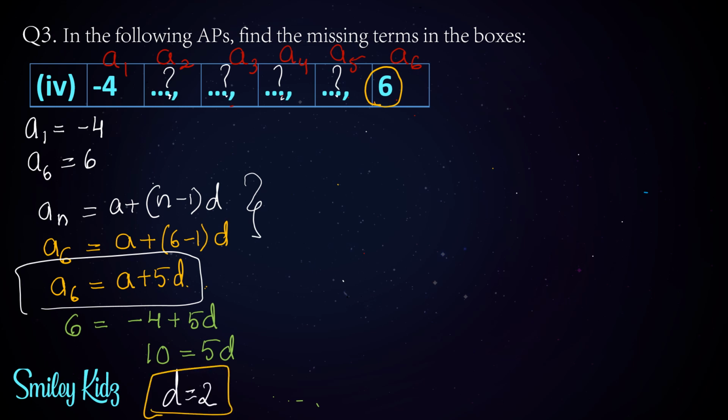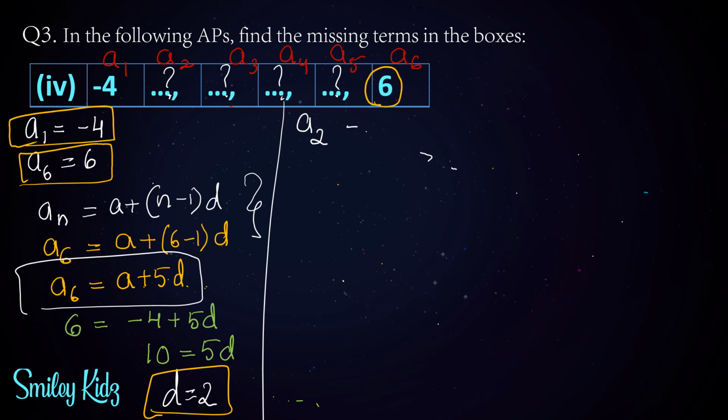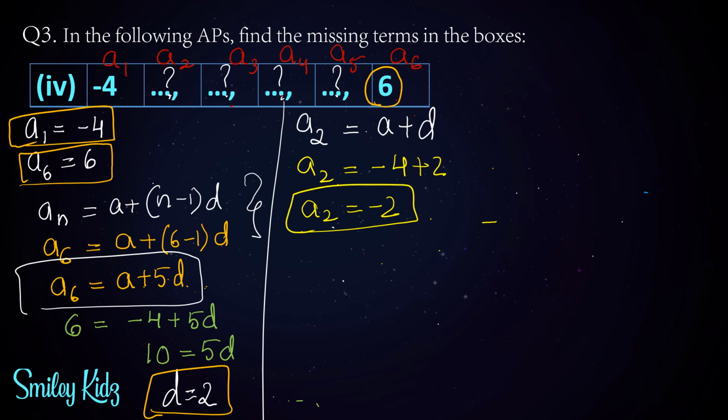So, we know the value of D. We know the value of the first term. We know the value of A6 as well. Now, when you know the value of the first term and the common difference, it's quite easier to find the terms. Now, we have A2. Now, you tell me what is A2 equal to? A2 will be A plus D or A plus 1 into D, which is nothing but A plus D, isn't it? Now, A2 is equal to minus 4 plus 2 and A2 turns out to be minus 2. Isn't it easier for us? Instead of using the formula again and again, it is quite easier, isn't it?